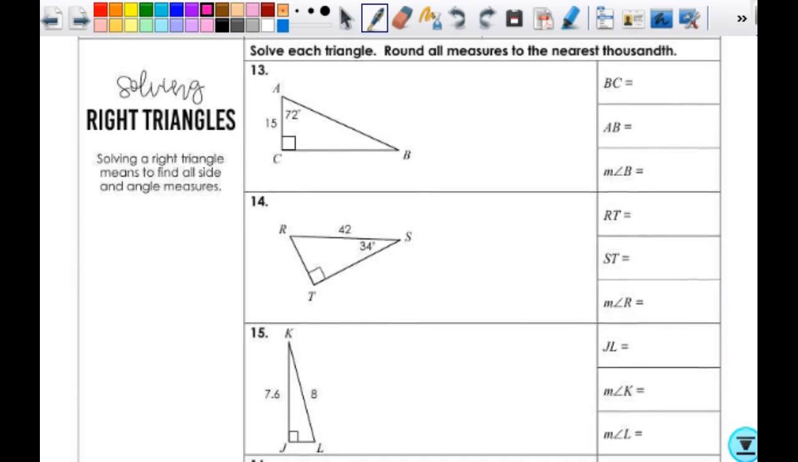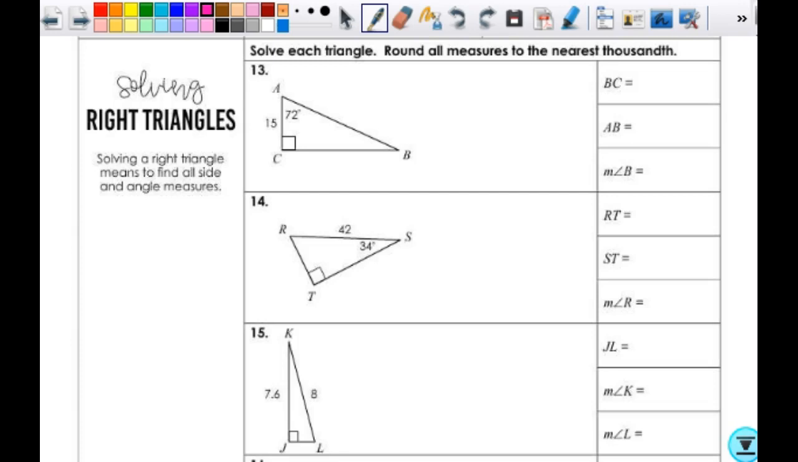All right, so we're going to jump to number 13. So on the last two types of things we did, it said either find X or find a side length or find the angle. This is solving the triangle. When it tells you to solve the triangle, you have to find everything that you aren't already given. So I'm given 2 angles and a side. I need to find 2 sides and the leftover angle.